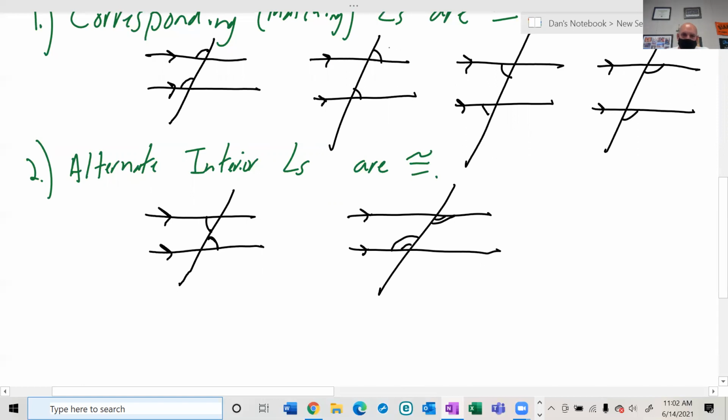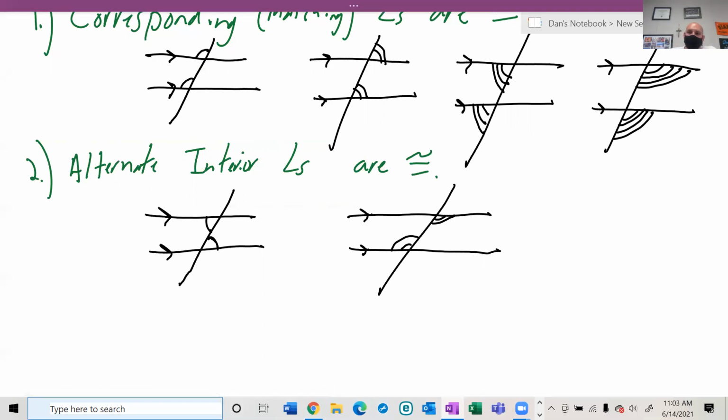Actually, if I was going to do these 4 correctly, the first pair would have 1 mark, the second pair would have 2 matching, right? The third pair would have 3 little lines. So if you drew all 4, draw it out like this. This would have 4 of them. Just showing that they're potentially all different, but just what the pairs are. So now we know alternate interior angles are congruent.